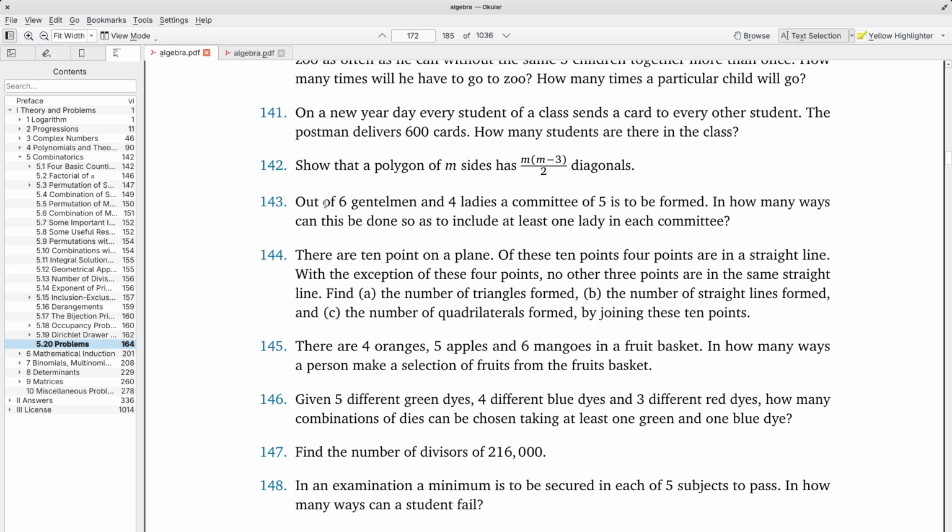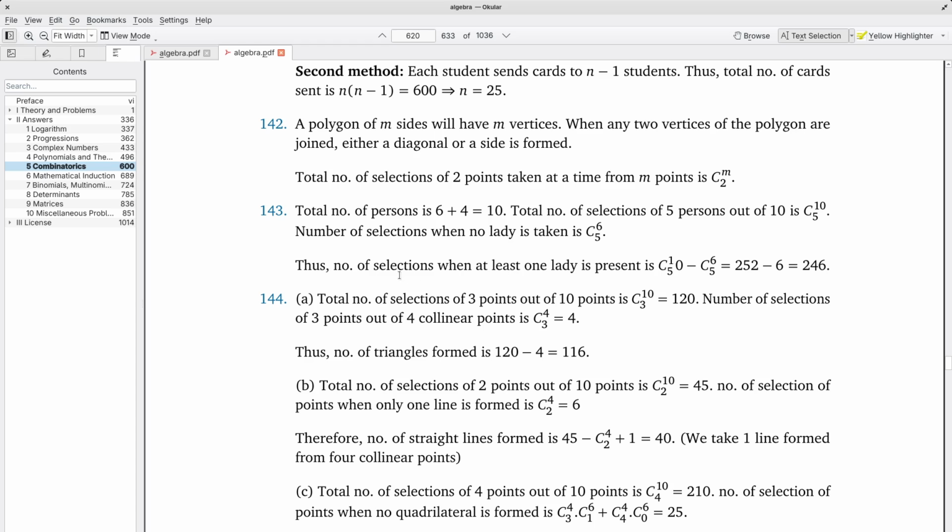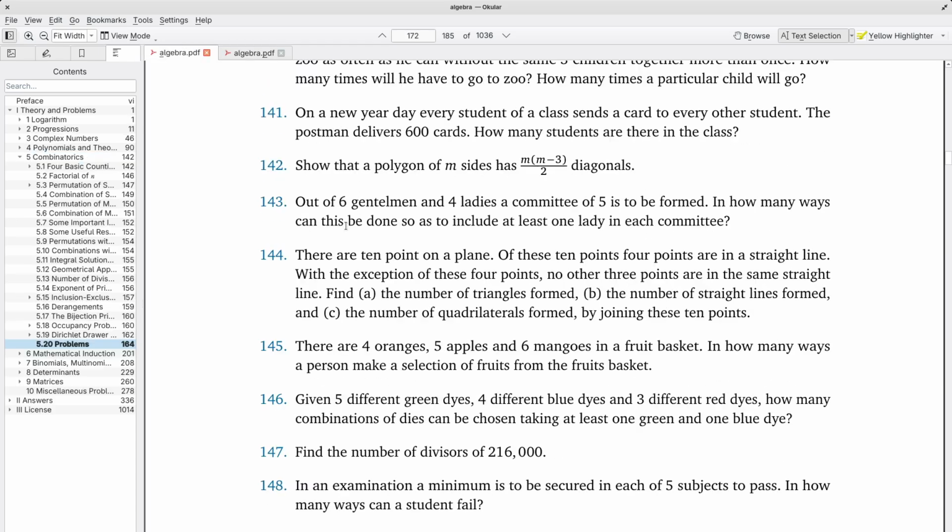Now, question 143 says that out of 6 gentlemen and 4 ladies, a committee of 5 is to be formed. In how many ways can this be done so as to include at least 1 lady in each committee? So the total number of persons is 10. The total number of selections of 5 persons out of 10 is 10C5. The number of selections when no lady is taken is 6C5. Thus, the number of selections when at least 1 lady is present is 10C5 minus 6C5, which is 246.